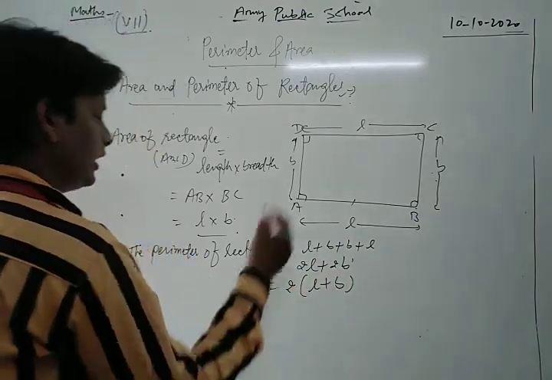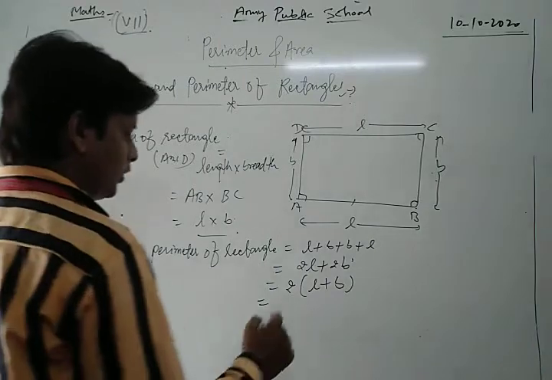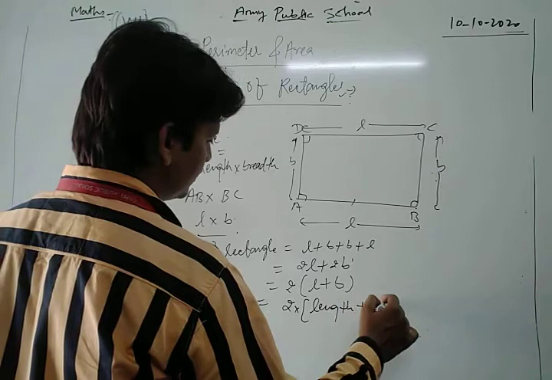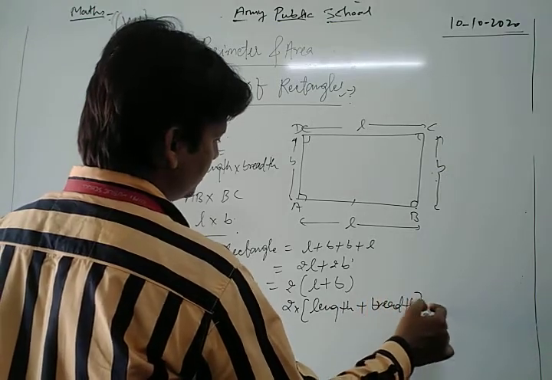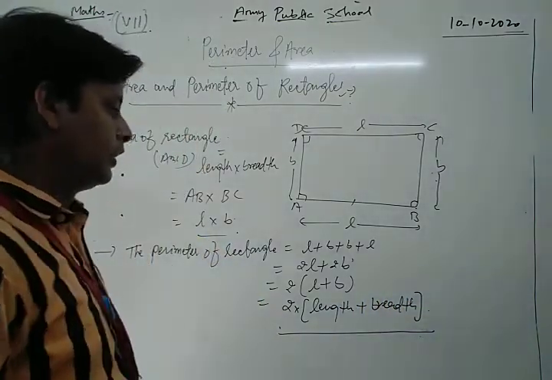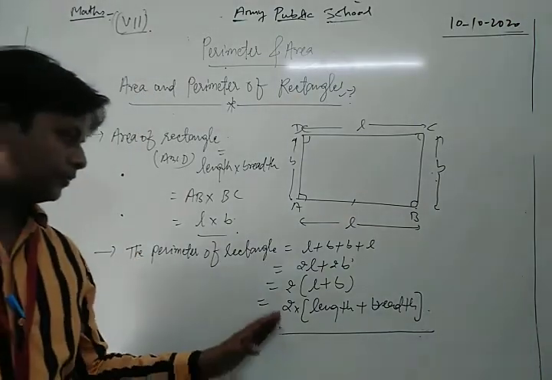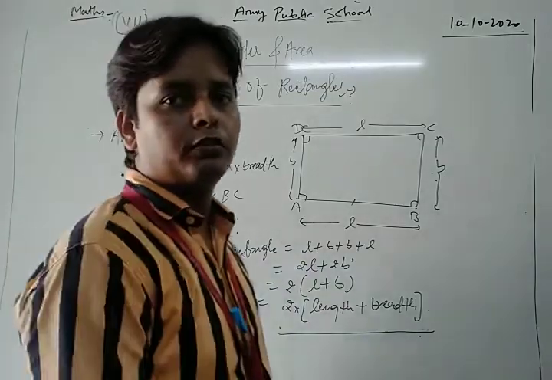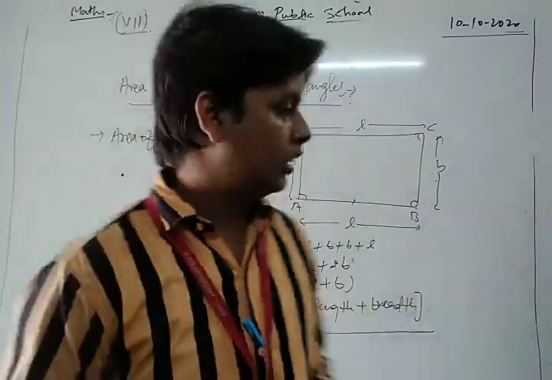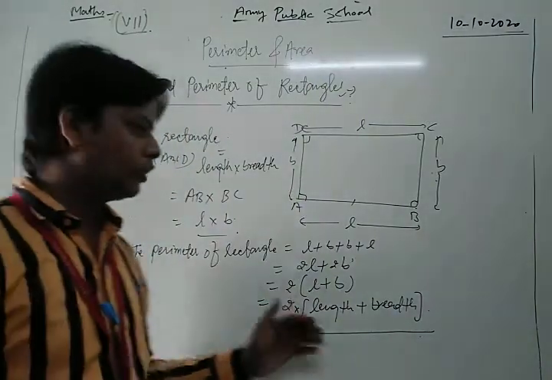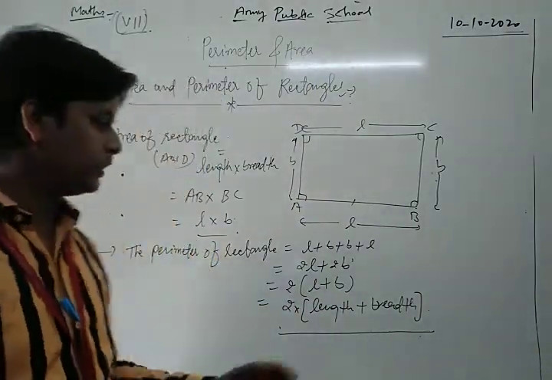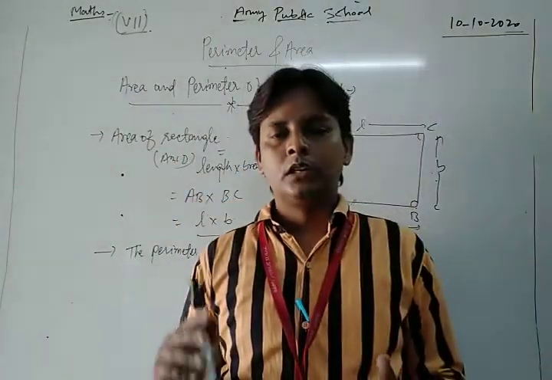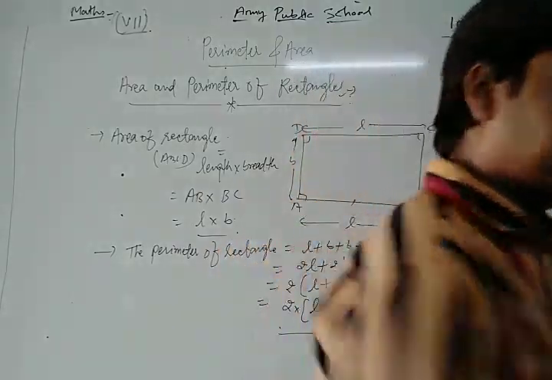So we can say that the formula for the perimeter of rectangle is 2 into length plus breadth. This is one of the most important formulas of your chapter. So please learn all the formulas, and you can solve each and every question of your NCERT exercise based on this formula. Now we will discuss the formula for the square.